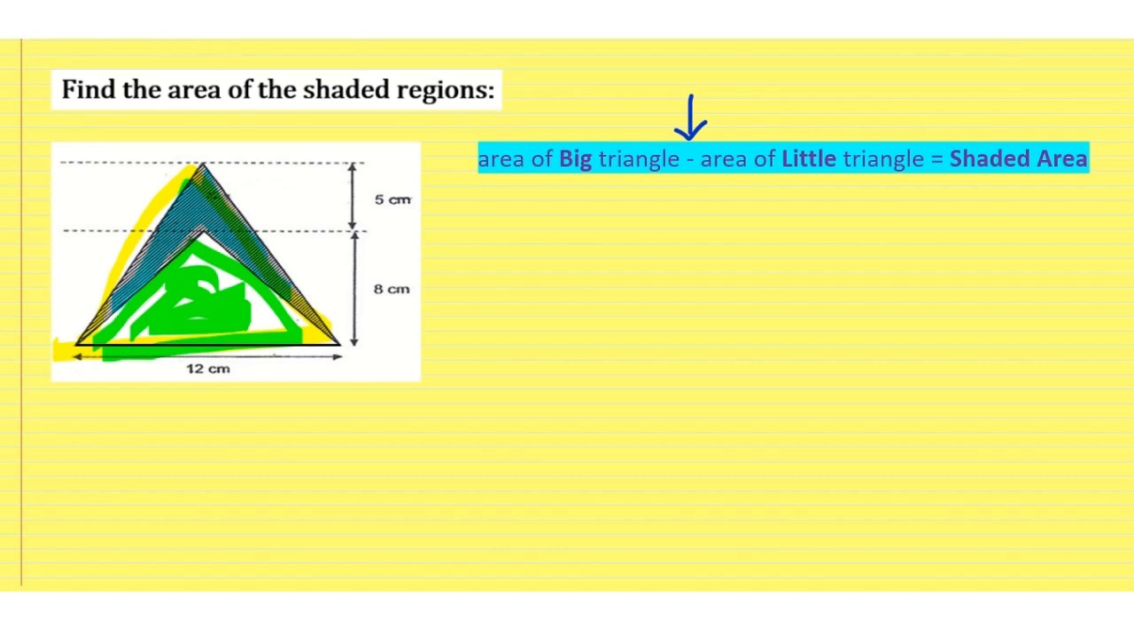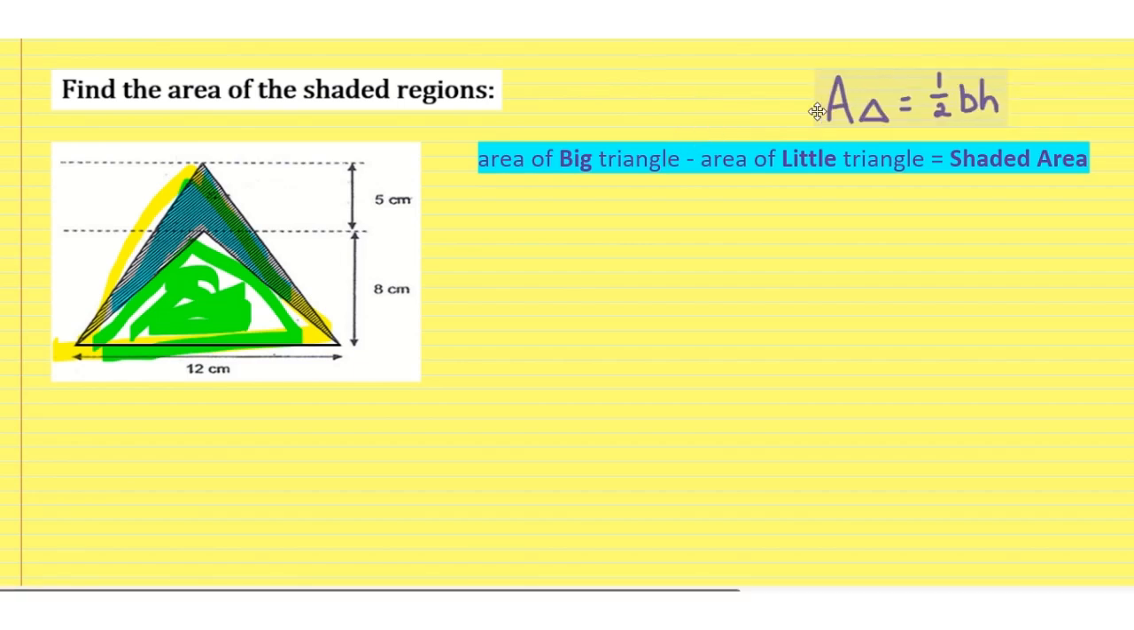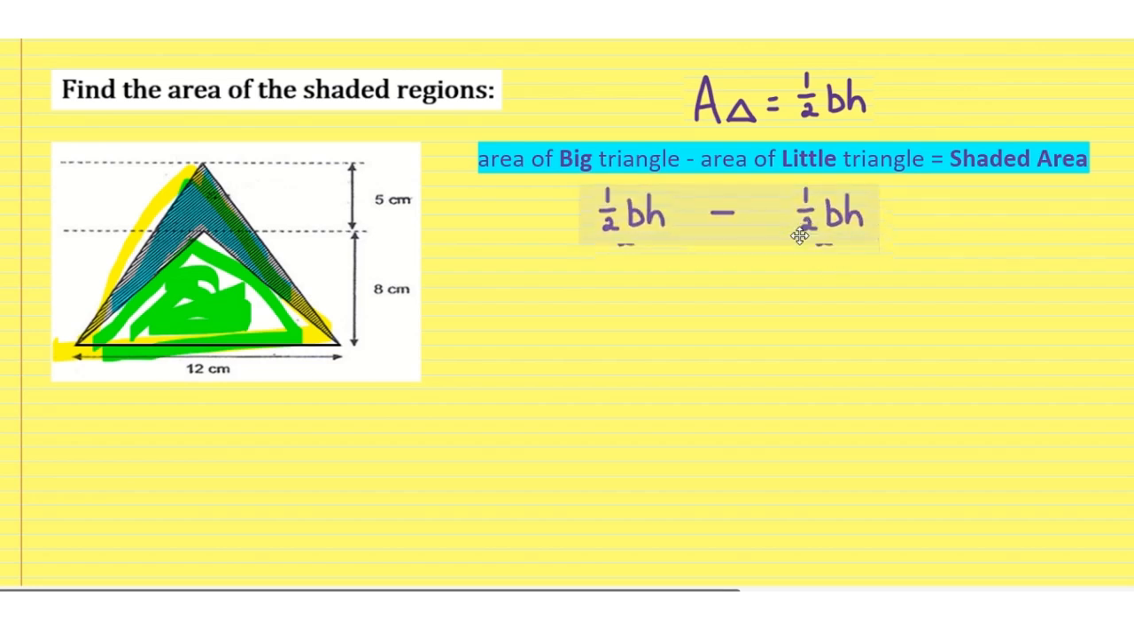Okay, so we've got to remember what the area of a triangle is. If you do remember the formula for the area of a triangle, it is 1/2 the base times the height. So we are going to calculate that for both the big triangle and the little triangle.